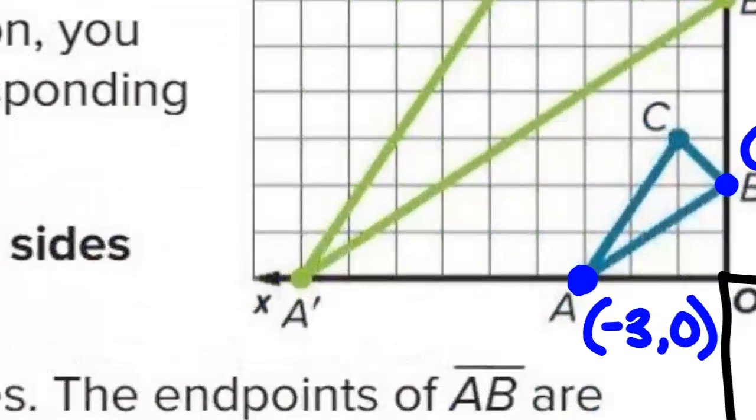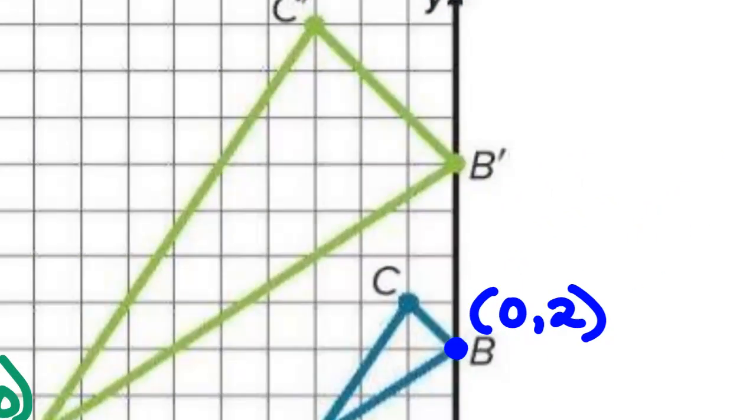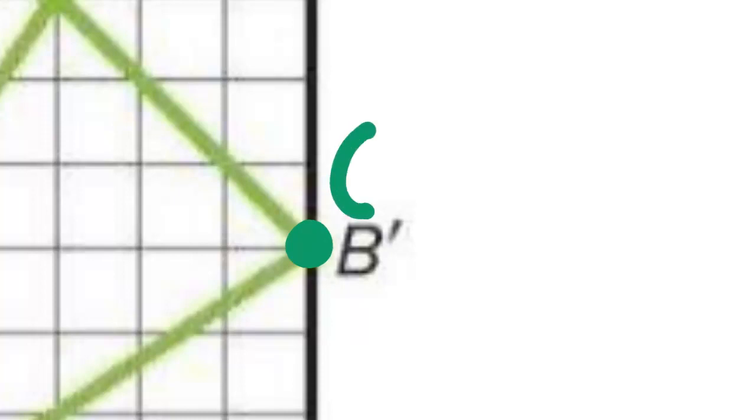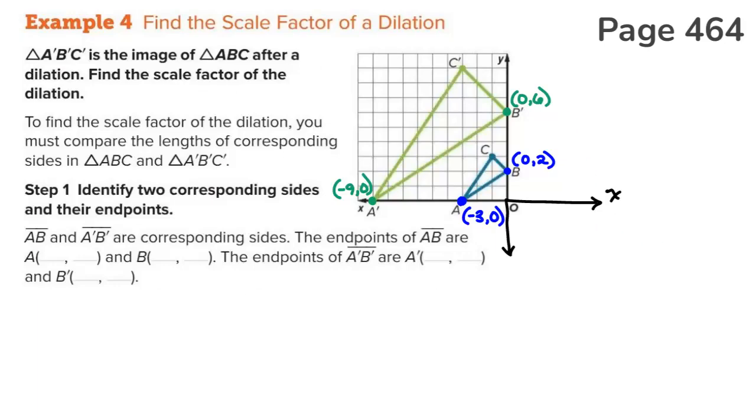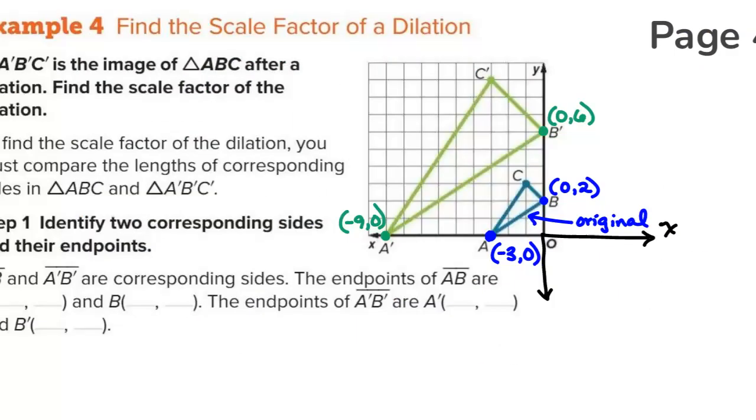What's the ordered pair for A prime? Negative 9, 0. B prime? Zero, 6. Which one of those do you think is my original one? ABC or A prime, B prime, C prime? ABC. This is my original. And so A prime, B prime, C prime is my new.